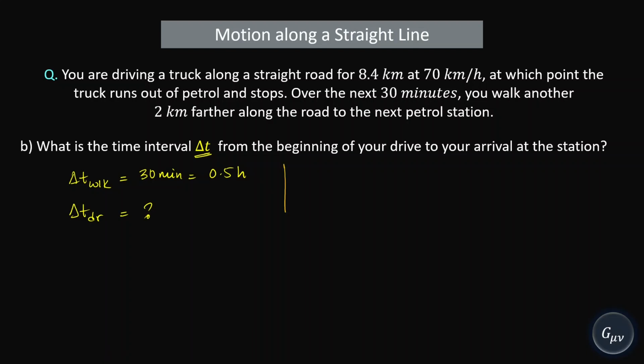However, we know that for the drive, the displacement is 8.4 kilometers and the average velocity for the drive, that is V average dr, is 70 kilometers per hour. So the time interval for the drive is delta x dr divided by V average dr. This is nothing but the average velocity formula, but we have rearranged it a bit so that we can calculate the time interval. So the delta t dr is 8.4 divided by 70, and this is 0.12 hours.